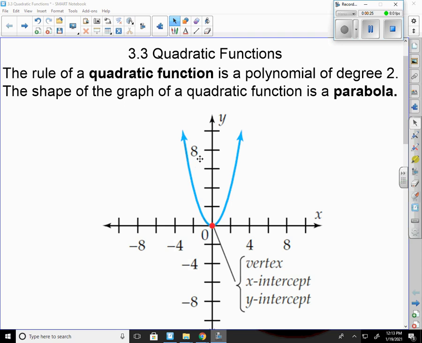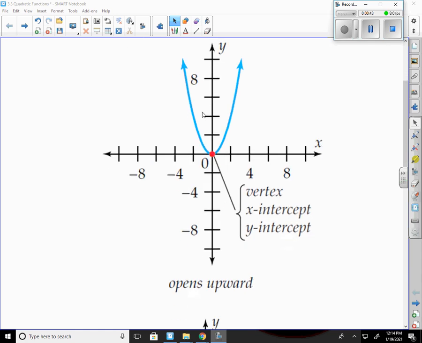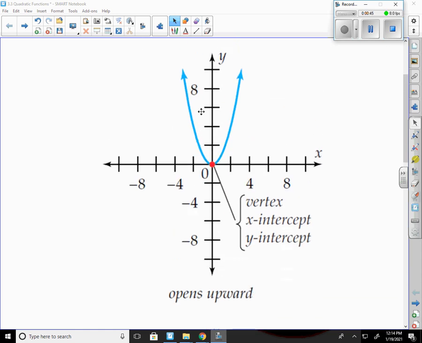Okay, so when I look at this now, this is my parabola here in blue. And the point where the vertex is, that's the very bottom of it. In this case, that's also our x-intercept, because that's where it crosses the x-axis. And it's our y-intercept, because it's where it crosses the y-axis. This is also opening upward, because it can hold water.